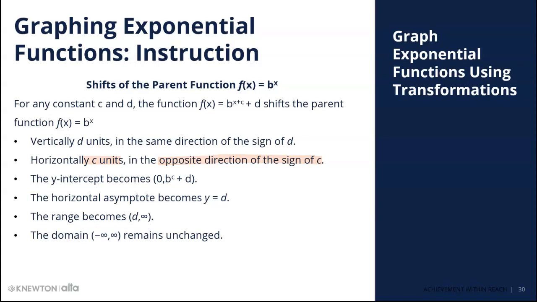And the y-intercept becomes 0, b to the c plus d. And the horizontal asymptote becomes y equals d. And the range becomes d to infinity. And the domain remains unchanged, which is still equal to negative infinity to infinity.